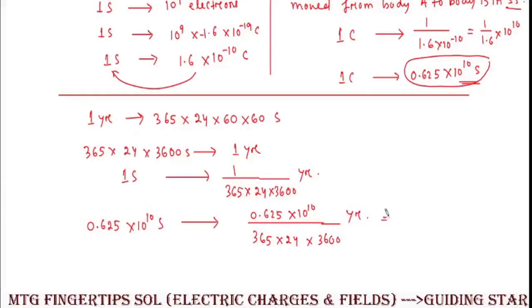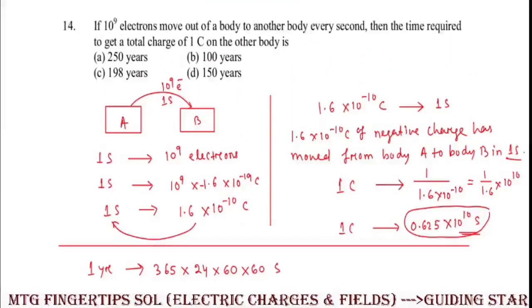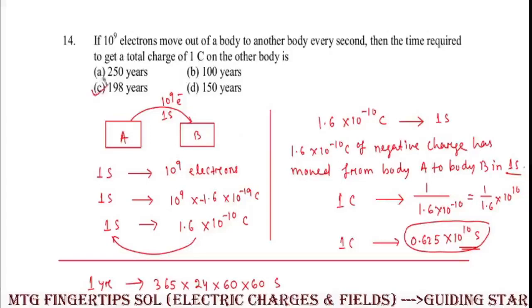That means if you do the further calculation, it will give the result to be approximately 198 point something. Clear? 198.2 or 3 something we will get. So finally the approximate value will be 198 years. So it will be taken as 198 years. Clear?